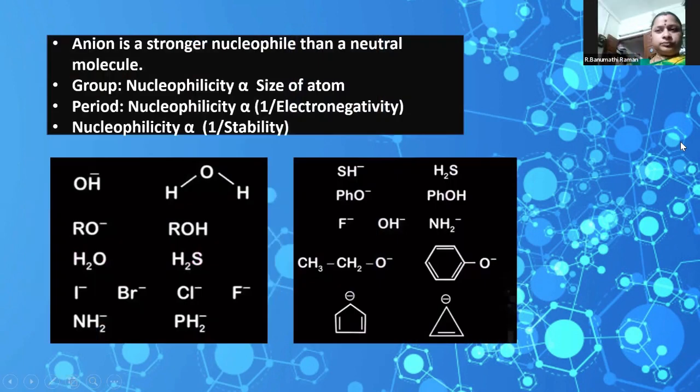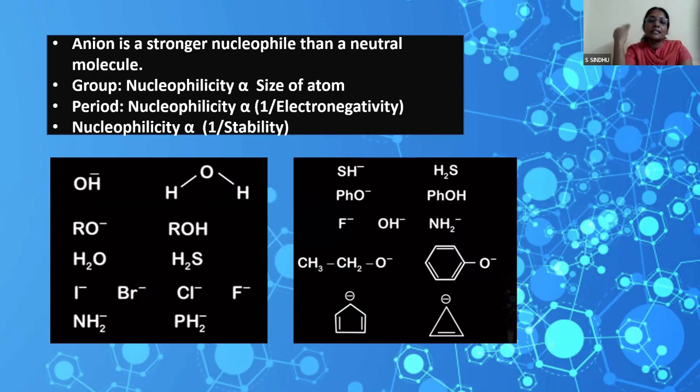And this is another aspect about the nucleophile coming in. What type of nucleophile, strength of nucleophiles? An anion is a stronger nucleophile than a neutral molecule. And if we look at a group, nucleophilicity is directly proportional to the size of atoms. So if I look at chlorine, bromine, iodine, iodine will be a better nucleophile than chlorine, though here we are going to discuss them as leaving groups.